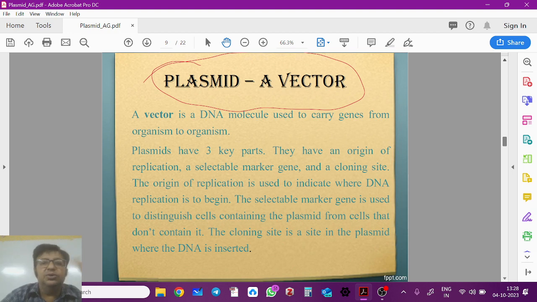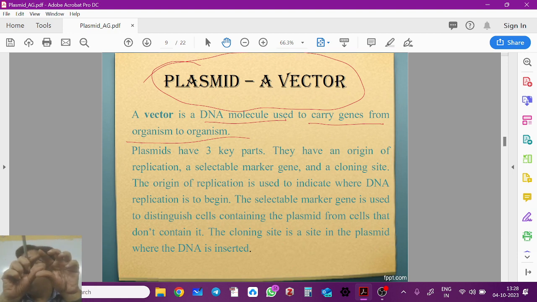In molecular biology, it is a DNA molecule used to carry genes from organism to organism. You take one gene from one organism, put it in a plasmid, and transform it into another organism to make a transgenic organism. This plasmid is a vehicle, a vector. You carry a trait into another organism, and that organism tries to express the trait you have put inside.